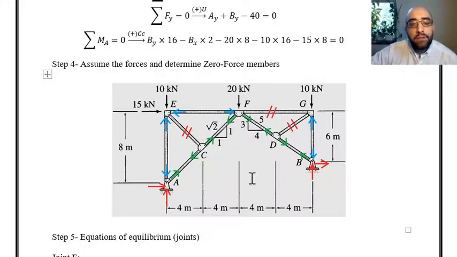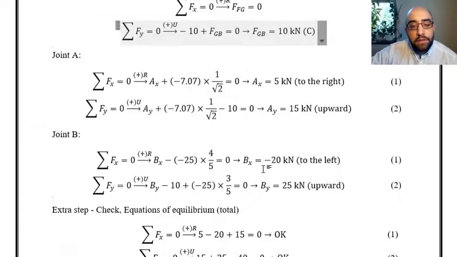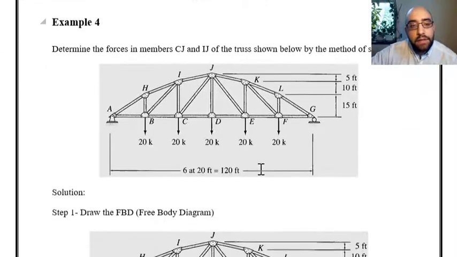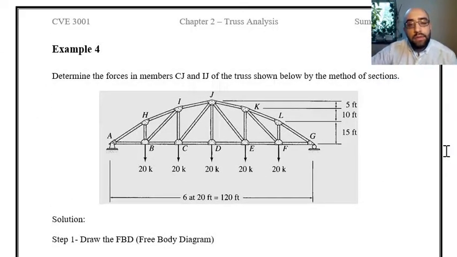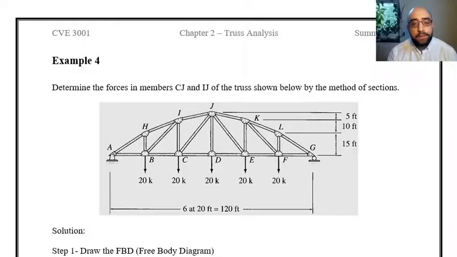Let's move forward and look at the next example, which I have over here, and this is about using the method of sections for analyzing the truss. Alright, in this example, we are going to solve this truss over here, and as you can see in the question itself, it says find the forces in members CA, CJ, and IJ.